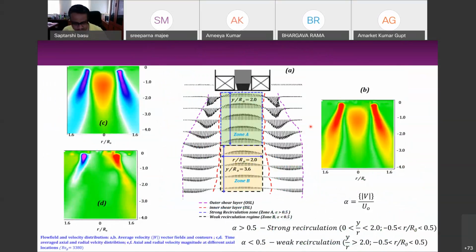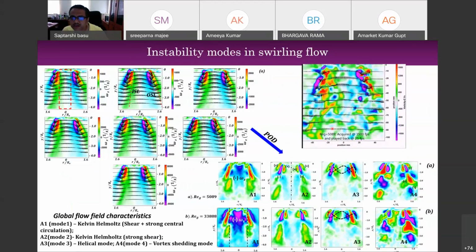I don't know why this did not play. It did not play. This is supposed to play.